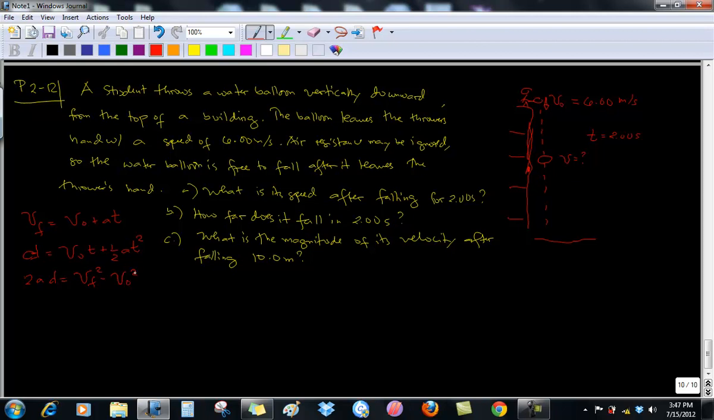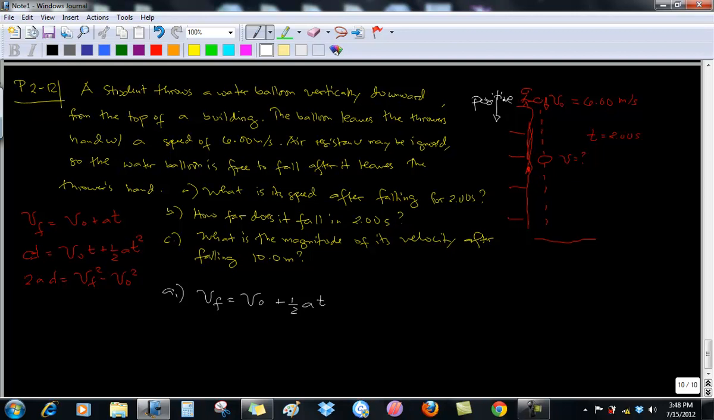So in this case, for problem A, what is the speed after falling for 2 seconds? So we're only looking for speed. Then I may be using this first equation. So I'll use V final is equal to V initial plus a t. Now, let's assume that downward is positive.